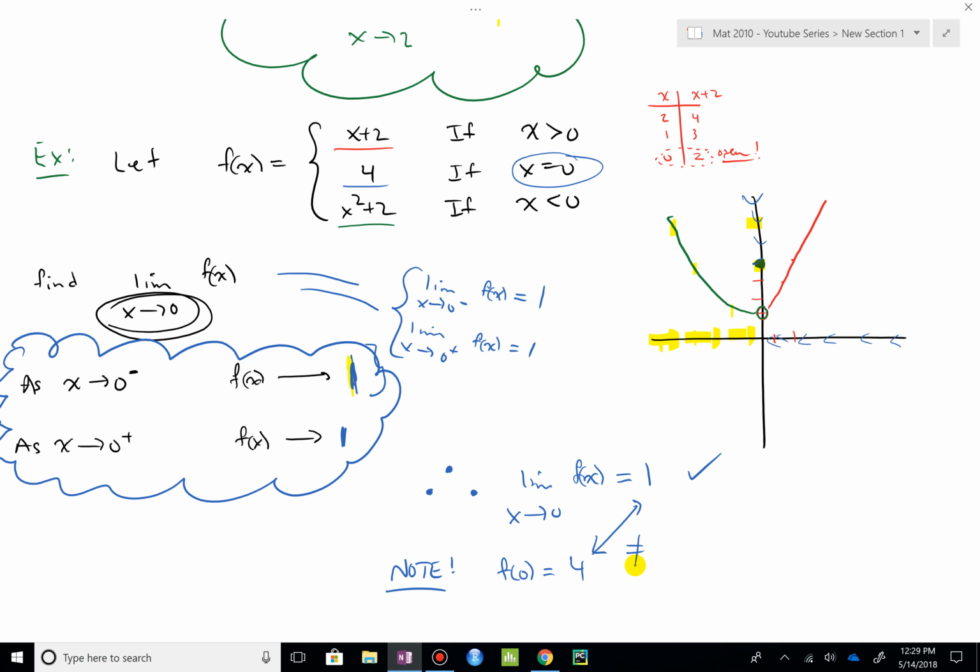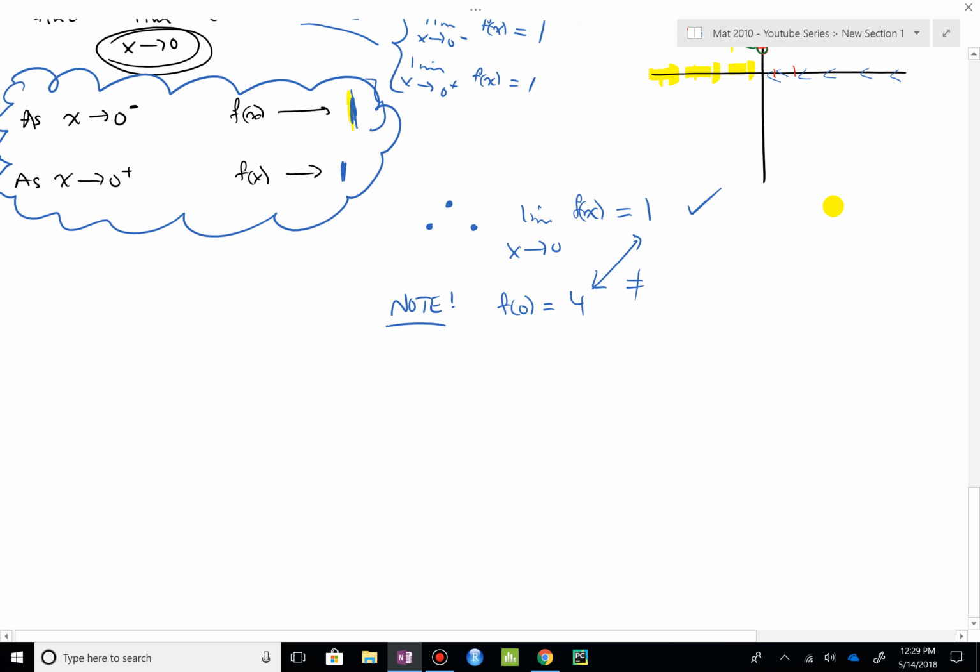Now, the moral of the story is that in order for the limit as x approaches a value a of f of x to be, let's say, this number L, and in this case our number L was 1, we'll call it the limit point, then two things have to happen.